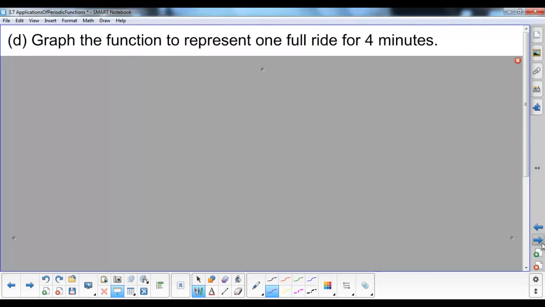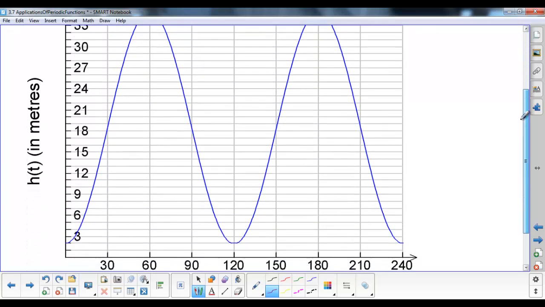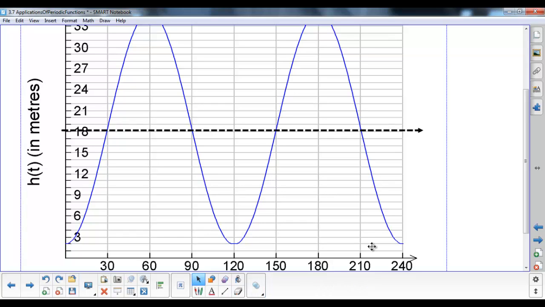What we're going to do now is try and graph the function that represents 1 full ride for 4 minutes. So basically 2 cycles. The first thing we want to do is put in our midline. So our midline happened at 18.5 seconds. Okay, so there's our midline.